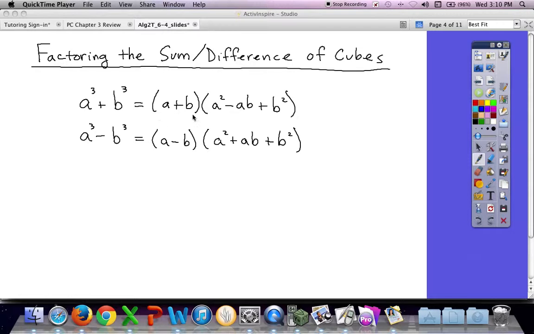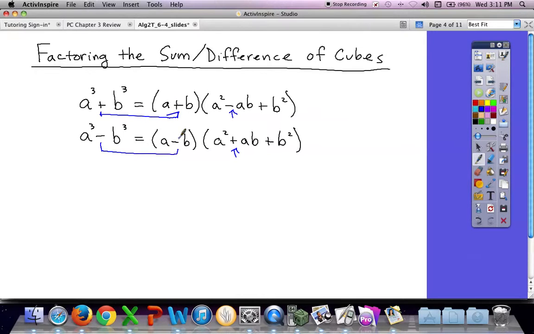Both of them are a binomial times a trinomial. The binomial has the same sign as the sign of the operation. Since this is a sum, that's a sum. Since this is a difference, that's a difference. And the trinomial has the opposite sign for the middle term. So that is minus because that is plus. This is plus because this is minus. Other than that, they are the same.